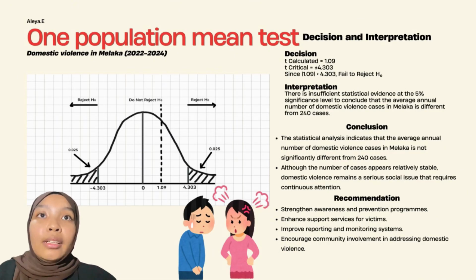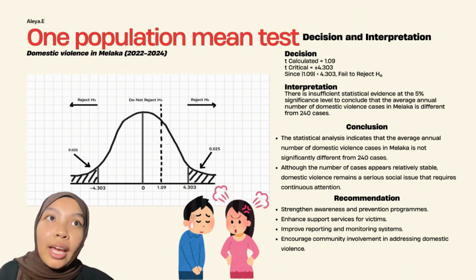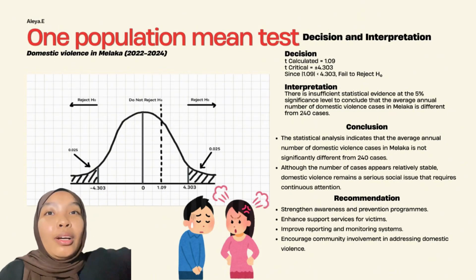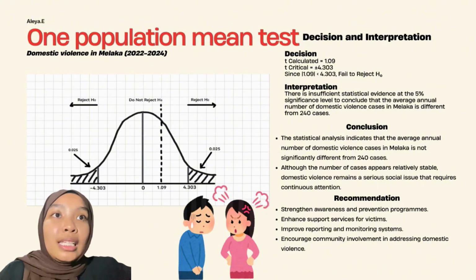Finally, let's look at the graph for our final result. Our calculated score is 1.09. This number falls inside the do not reject zone, right between negative 4.303 and 4.303. Because 1.09 is smaller than 4.303, we fail to reject. In simple words, the average annual case of domestic violence in Melaka is not significantly different from 240.